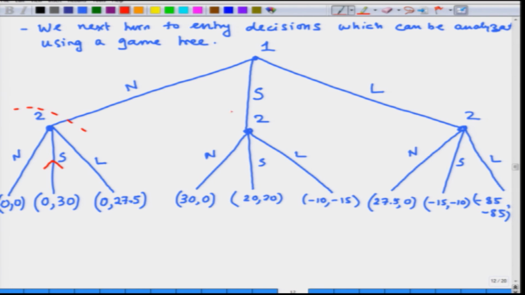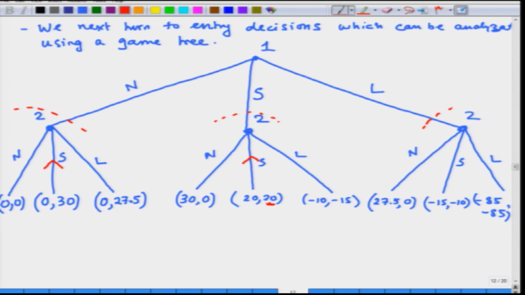On the other hand, if we are at this subgame, when firm 1 has decided to enter with a smaller capacity, what is firm 2 essentially doing? Firm 2 is comparing between not entering, it gets 0. If it were to put in a smaller capacity, it would get 20, whereas if it were to put in a large capacity, it would get 15. So, clearly 20 is the largest of that. So, firm 2 decides to invest in a small capacity.